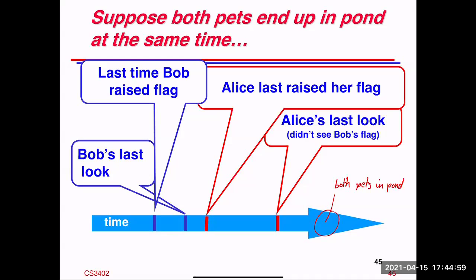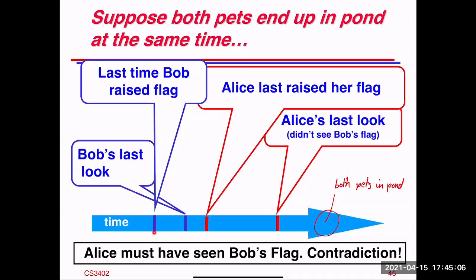And now we're already done to show that this isn't possible, because since Bob raised his flag here, Alice must have seen Bob's flag, right? When she looked at it.